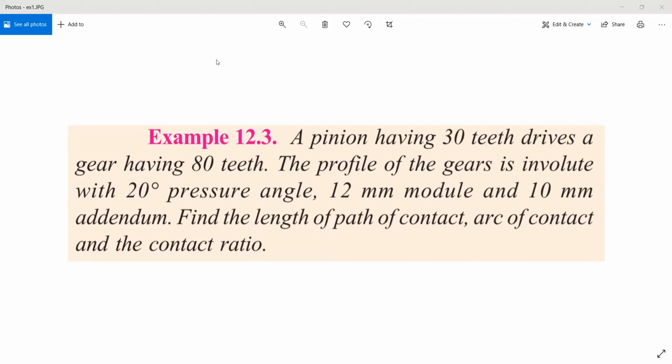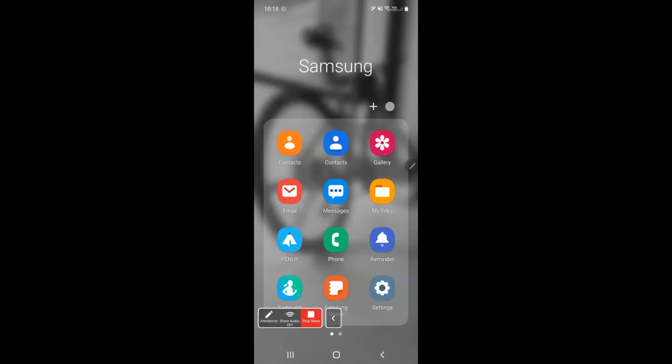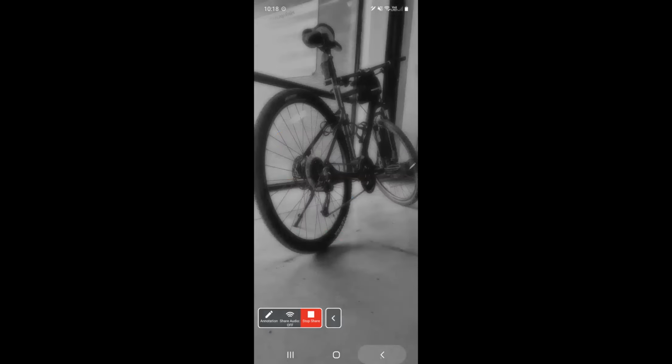So what we have done in this example, I'm just sharing it from here. Yes, lots of network issues.